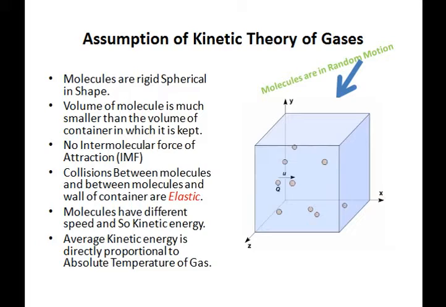Let us study the assumptions of kinetic theory of gases. Molecules are rigid and spherical in shape. The volume of a molecule is much smaller than the volume of the container in which it is kept. There is no intermolecular force of attraction. Collisions between the molecules and the wall of the container are elastic. Molecules have different speeds, so they have different kinetic energies. The average kinetic energy is directly proportional to the absolute temperature.